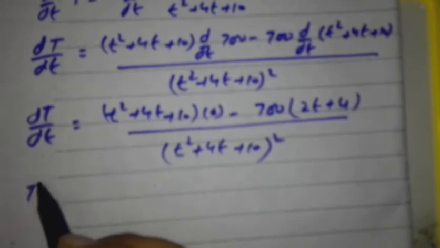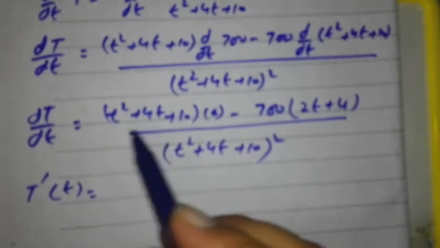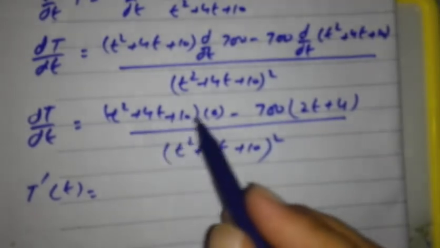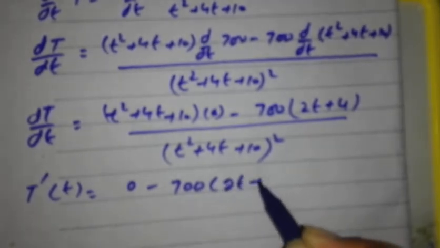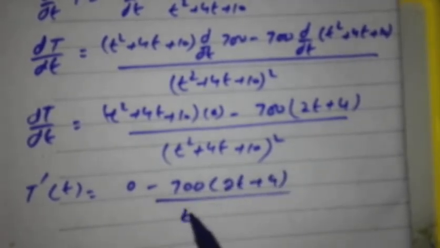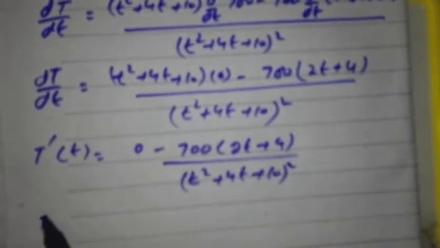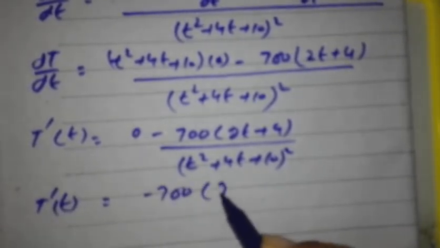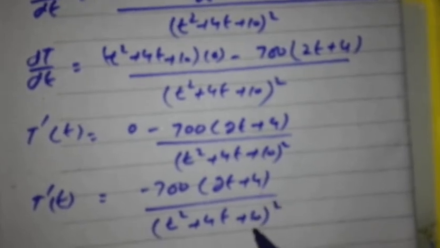So we can write it as T prime of t equals, because it is a function of t in the t variable, so it becomes 0 minus 700 times 2t plus 4 over t square plus 4t plus 10 whole square. So T prime of t equals minus 700 times 2t plus 4 over t square plus 4t plus 10 whole square.